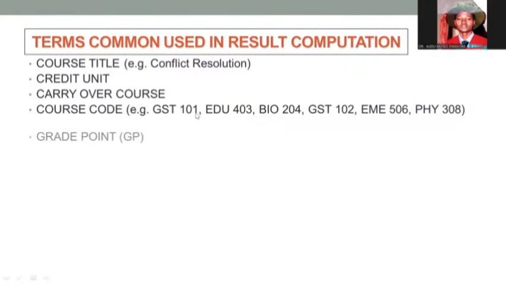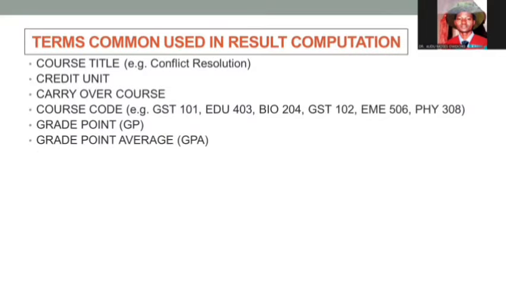Then we have a grade point. The actual raw score of a student in a particular course determines the grade point, and grade point ranges from 0 to 5, covering scores of 0 to 100%. And we have a grade point average.